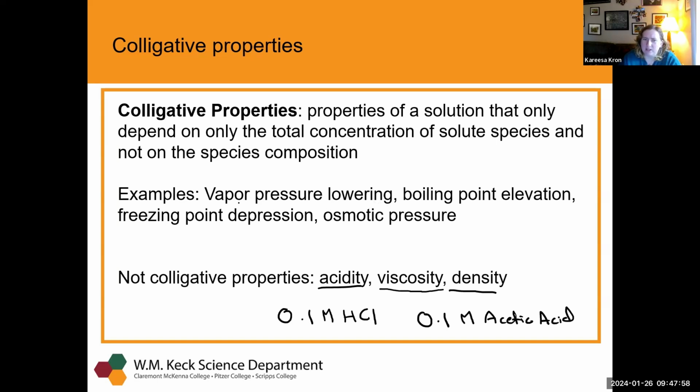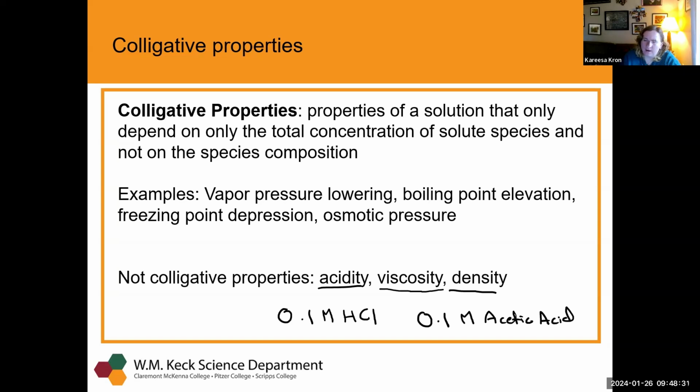However, there are some properties that only change as a function of concentration. For example, we can lower our vapor pressure based just on how much we add of something different, if that something different isn't volatile. Our boiling point similarly changes for similar concentrations of materials. Our freezing point changes, and our osmotic pressure changes as a function of concentration. All of these are properties that only depend on the concentration of what we've added to our solution, and it doesn't matter what it is that we added.